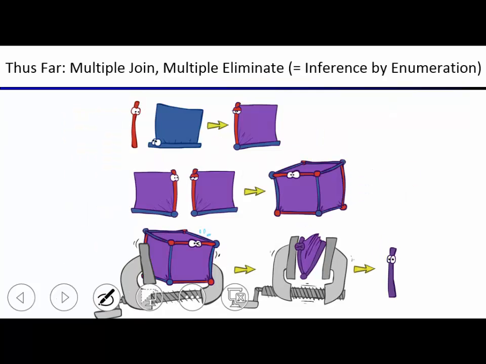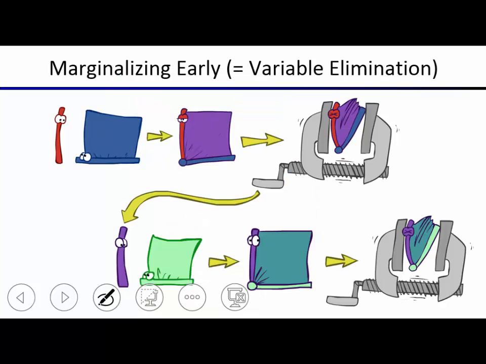Okay, so far what we've seen is we've started from many factors, we've joined them all together, which essentially built up the full joint distribution in this case, which is a big table, and then we compressed it back down through elimination to the answer to the query. What we're going to look at now is how to interleave joining and elimination to avoid this full blow-up. Okay, so this is what the picture will look like now.